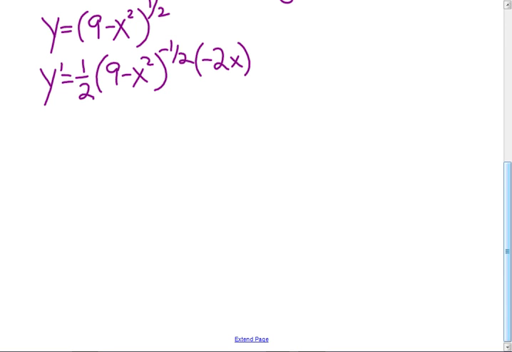Well, I'm going to clean it up, make it look nicer. What happens to the 1/2 and the 2? They're going to cancel. So y prime is going to equal negative x. Then when I take this negative 1/2 exponent, it puts it in the denominator, makes it a square root. Now, I did that really fast. Are you okay with that? And that's the derivative of 1/2 of the circle. The other one is going to be the negative of that.